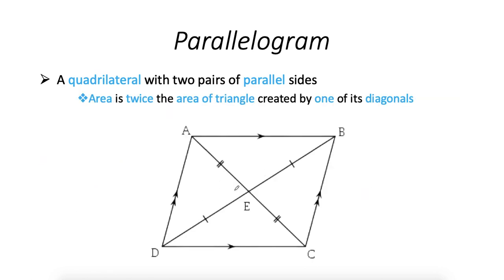And the diagonals are dividing the parallelogram into two equal portions. So if I consider the DB diagonal, this portion and this portion are equal. So the area of one triangle formed by the diagonal, if I take twice of that, that will be the area of the total parallelogram. And likewise, I can consider the same for the AC diagonal. This portion and this portion are equal. So finding the area of one and multiplying that by 2 will be the total area of the parallelogram.